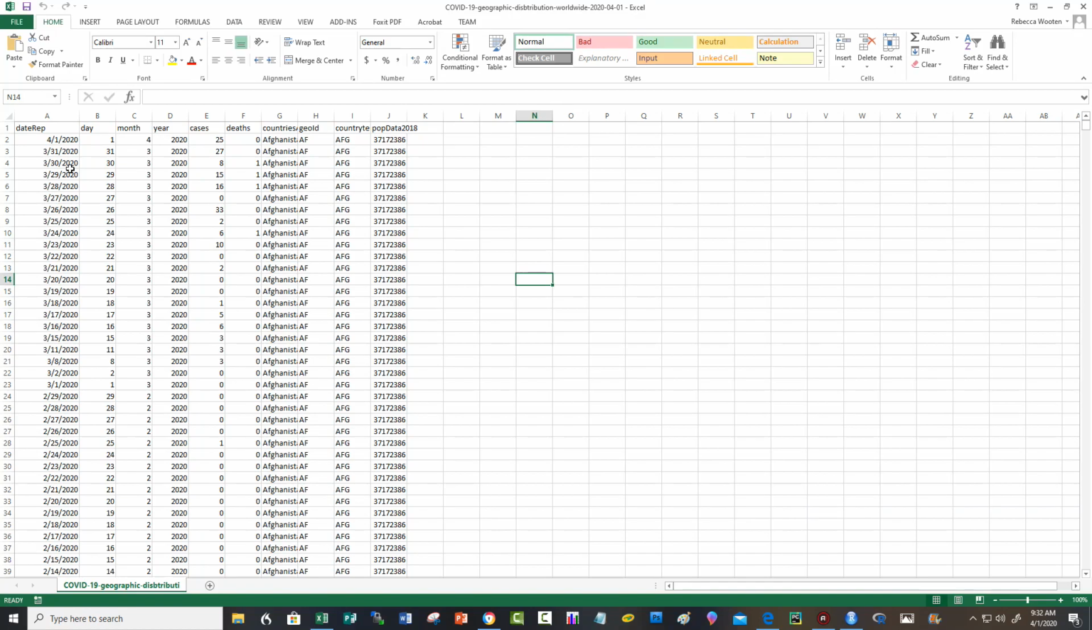Alright, so we have the date reported, the date written in month, day, year, the number of cases reported. And notice this is in reverse order. This is today. So we really can't trust today because it's not finished yet. And there might be a slight delay in how many people have it versus when they record it. We also have the deaths, the country, and the population. So we have plenty of information to analyze here.